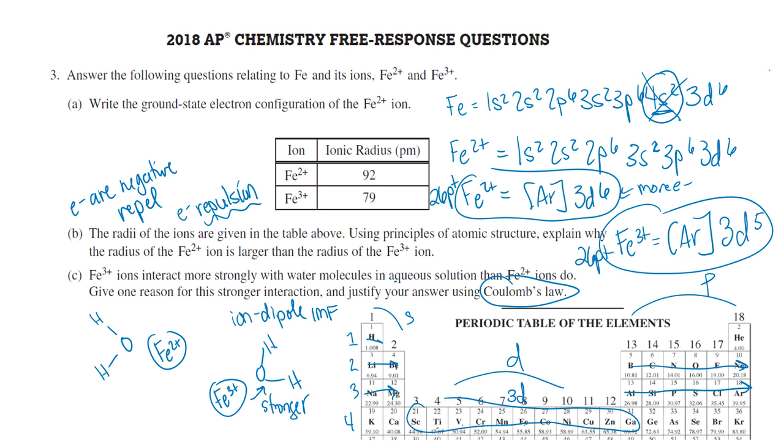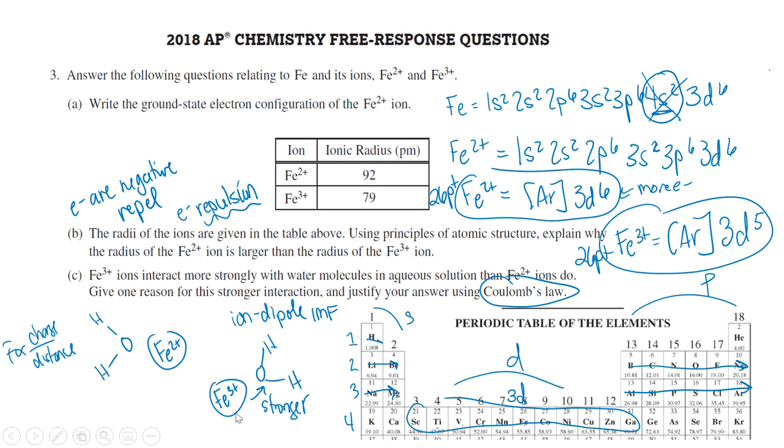So with Coulomb's law, we know that the attractive force is proportional to the charge over the distance. And so there's two arguments you could go with here. You could say, one, the +3 ion is more attracted because it has a larger charge. So it's a +3 charge as opposed to a +2 charge. Also, you can look at the ionic radius and say that the iron +3 ion has a smaller radius than the +2 ion.